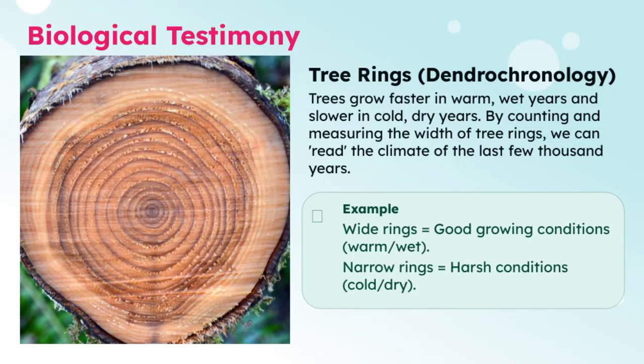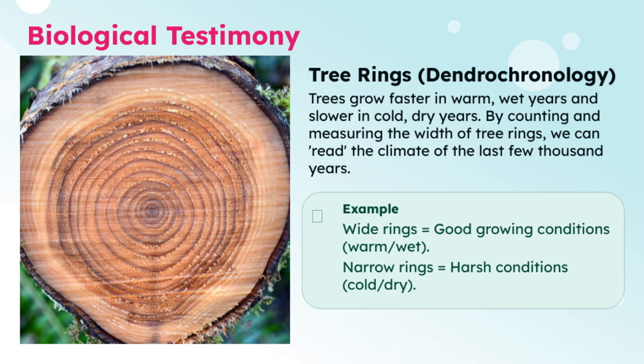Now let's look at another type of proxy evidence, tree rings. The scientific study of tree rings is called dendrochronology. Trees usually grow one ring each year. The width of each ring can tell us something about the conditions during that year. In warm, wet years, trees often grow more quickly. This creates wider rings. In cold or dry years, growth is slower.